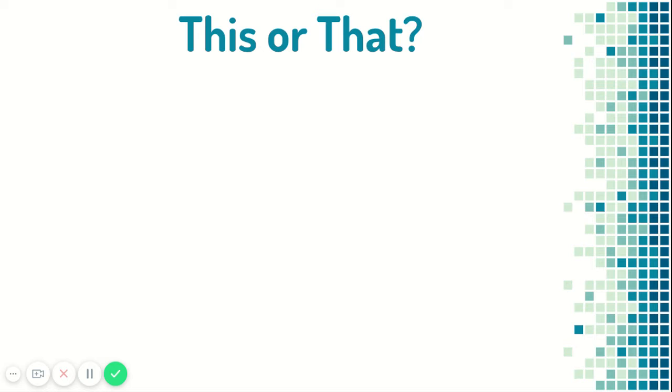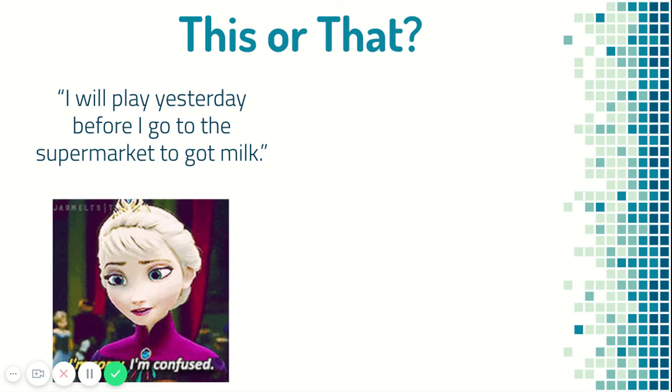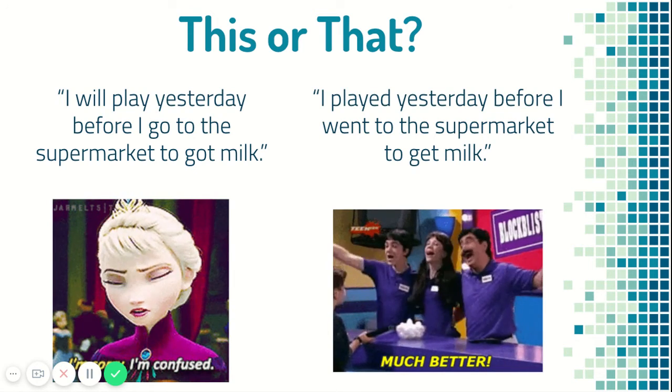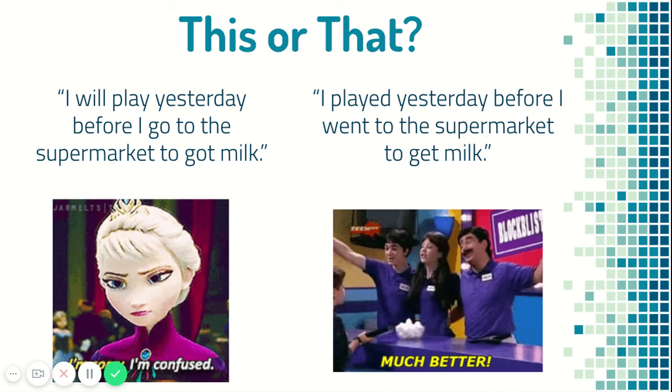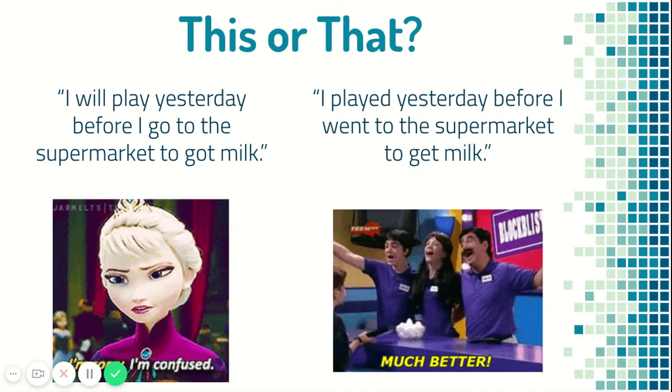So, we're going to look at two sentences now, and I want you to notice how confusing the first one is. Then I'm going to fix it in the second one by changing the verb tense to make sure all of the tenses in one sentence are the same. The first sentence: I will play yesterday before I go to the supermarket to get milk. Did you just ask yourself, what did she say? I hope you did, because that makes no sense. But if I change my verbs so that they are all past tense, I would say, I played yesterday before I went to the supermarket to get milk. So all of my tenses match, and so my sentence makes sense.